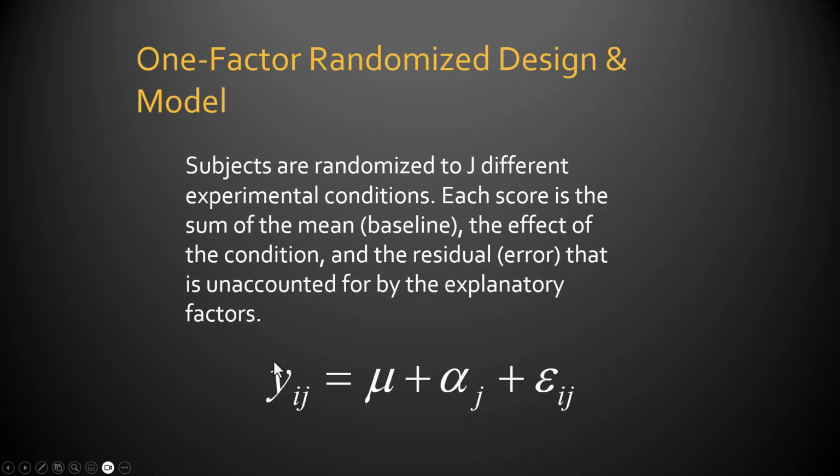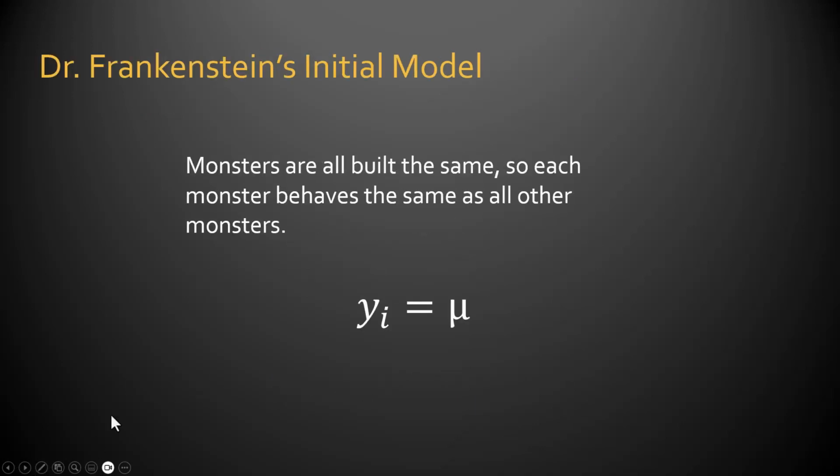We're in essence partitioning this observation as a sum of the baseline, the effect of the treatment, and the effect that's due to the individual, that is, the part that's not in our design. So to understand this further, let's go on to the next slide and take a look at an example with Dr. Frankenstein's monsters.